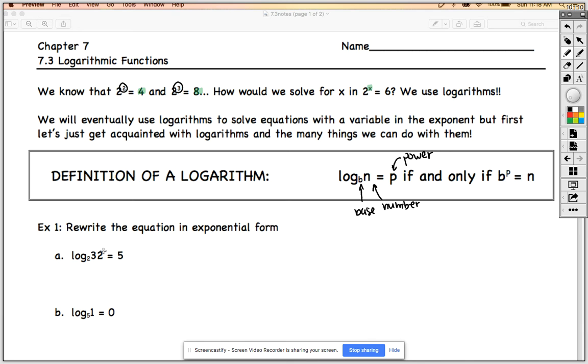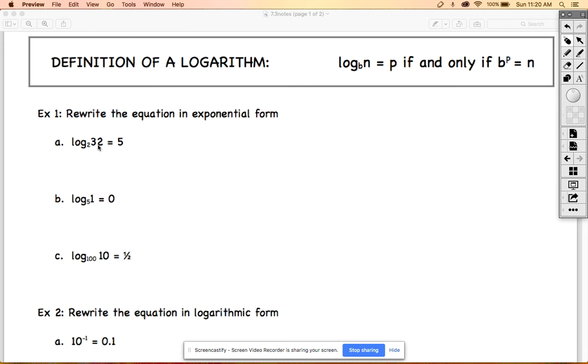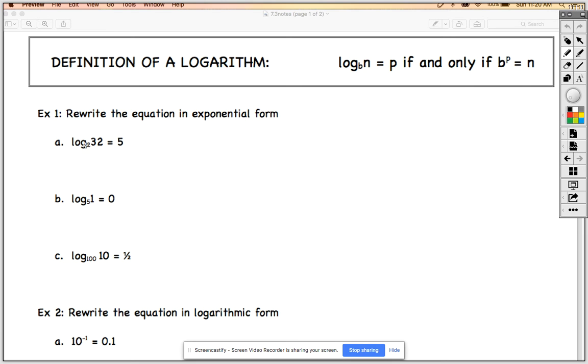So the first thing we're going to do is take logs and rewrite them in exponential form. We're going to switch them from log form, which is right here, into exponential form, which is right here. So if I have log with a base of 2 of 32 equal to 5, that's the same thing as my base of 2 raised to the 5th power equal to 32. So it kind of goes in a circle when you set it up.